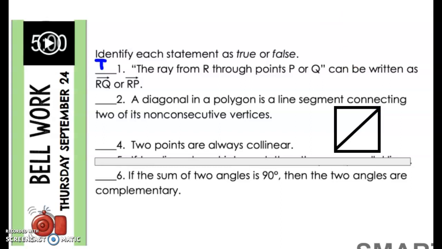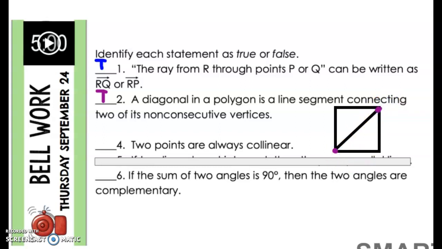Think about playing tic-tac-toe. You can win diagonally. That goes through this polygon, and it connects this vertice that I'm putting the purple dot on to this vertice that I'm putting the purple dot on. And these two vertices are non-consecutive, which makes this a true statement. That diagonal is a line segment because it has a beginning and an end.